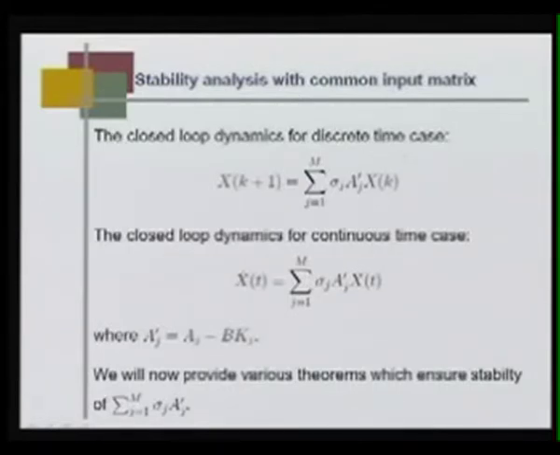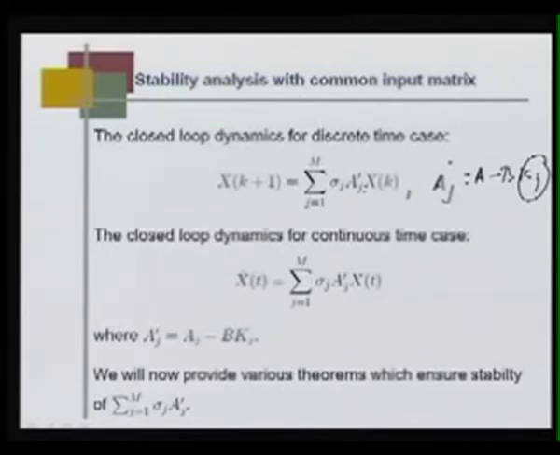The closed loop dynamics for the discrete time case is x(k+1) is sum over j of mu_j A_j' x(k), where A_j' is simply A_j minus B K_j. Okay. So, K_j is the associated state feedback for the jth linear subsystem. Similarly, this is the closed loop dynamics for the continuous time case, where A_j' is A_j minus B K_j. We will now provide various theorems which will ensure stability of this system.